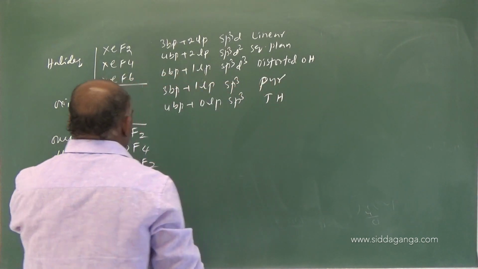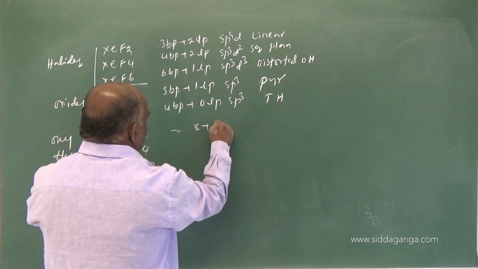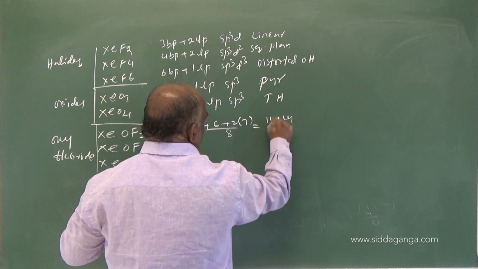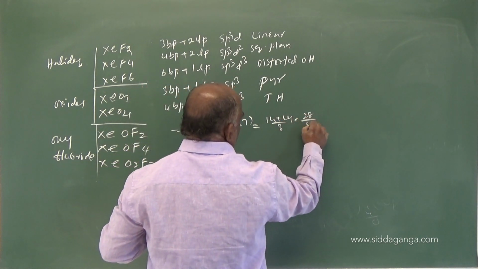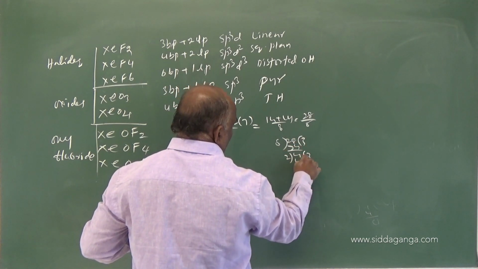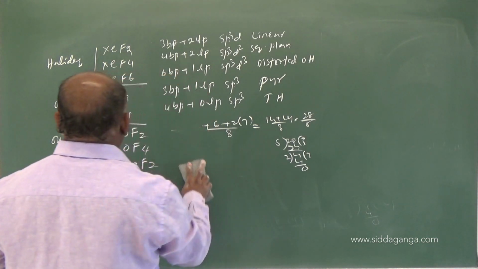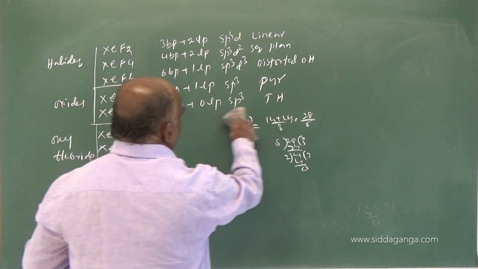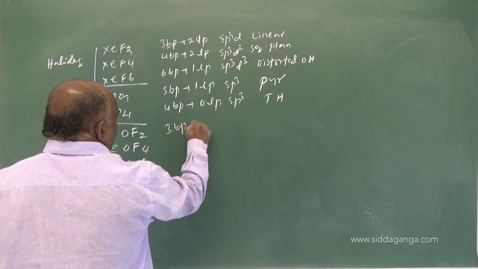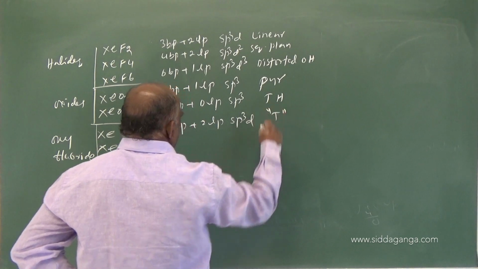tetrahedral. And next we have to go to XeOF2. XeOF2 means 8 plus 6 plus 2 into 7, divided by 8: 14 plus 14, 28 by 8. 8 3s are 24, 2 2s is 4. So 3 plus 2: 3 bond pairs, 2 lone pairs, sp3d, T shape.